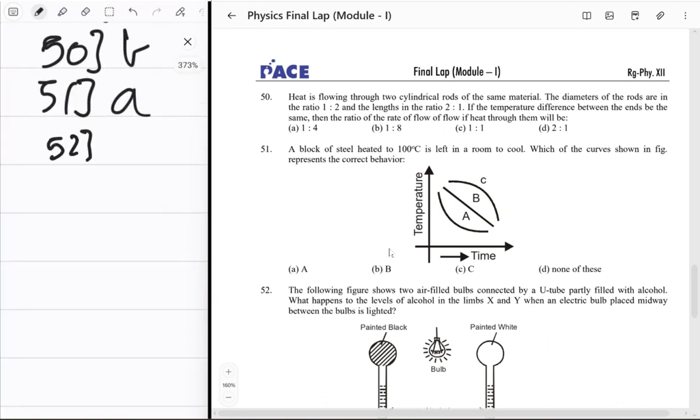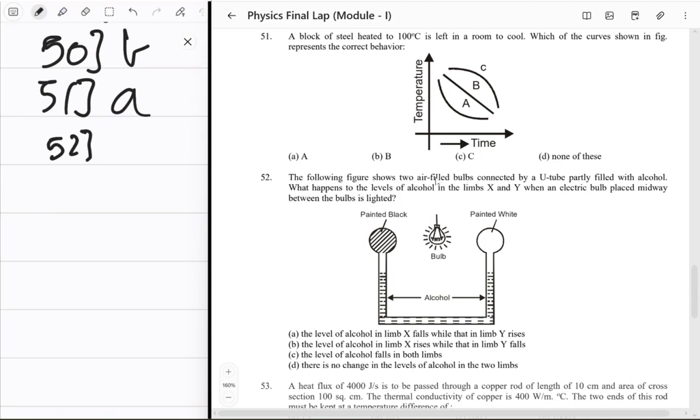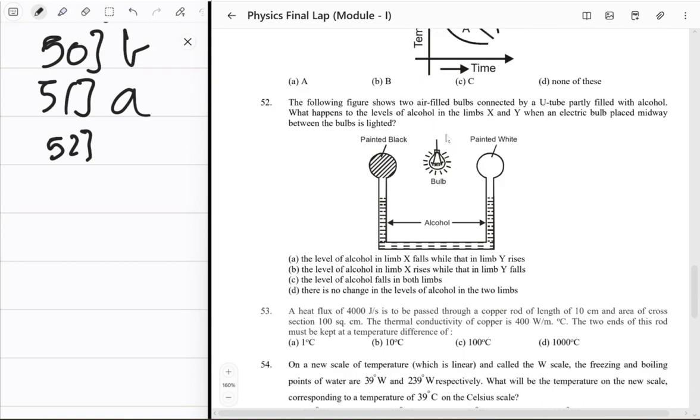52. The following figure shows two air-filled bulbs connected by a U-tube partly filled with alcohol. What happens to the levels of alcohol in the limbs X and Y when the electric bulb placed midway between the bulbs is lighted? अच्छा, ये जो दो बल्ब हैं उनके बीच में तुमने एक इलेक्ट्रिक बल्ब रखा है और उसको तुमने लाइट किया है.